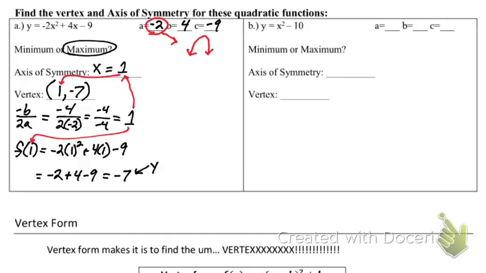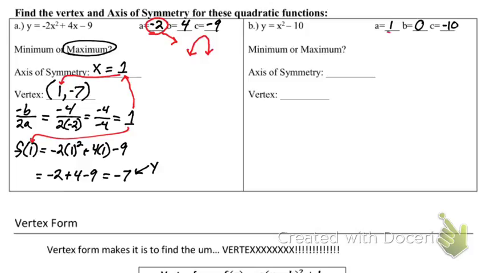All right, next one. We have x squared minus 10. Well, my a value is the one that's right in front of my x squared, which is going to be 1. The b value, I have no x's. My b value goes in front of the x's. Don't make your b equals 1. That's a common mistake. You have 0 x's, so your b value is 0. 0 x's means your b is 0. Our c is negative 10.